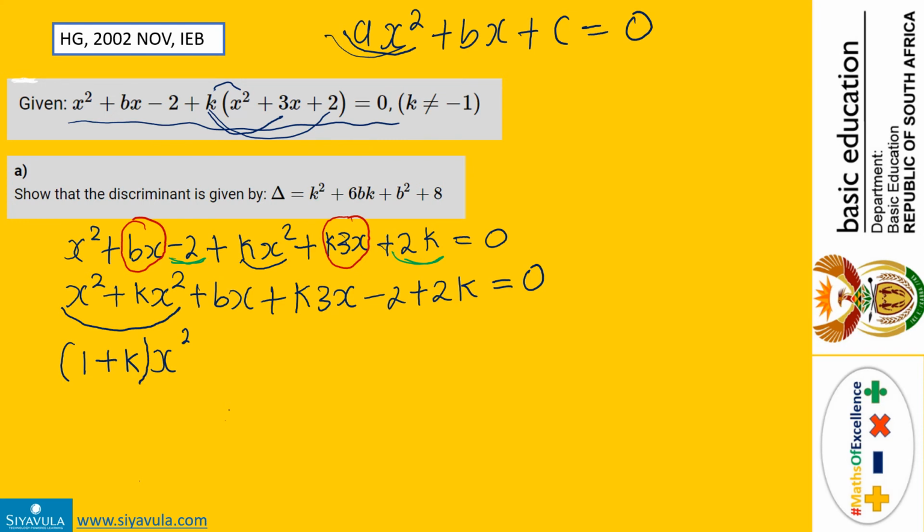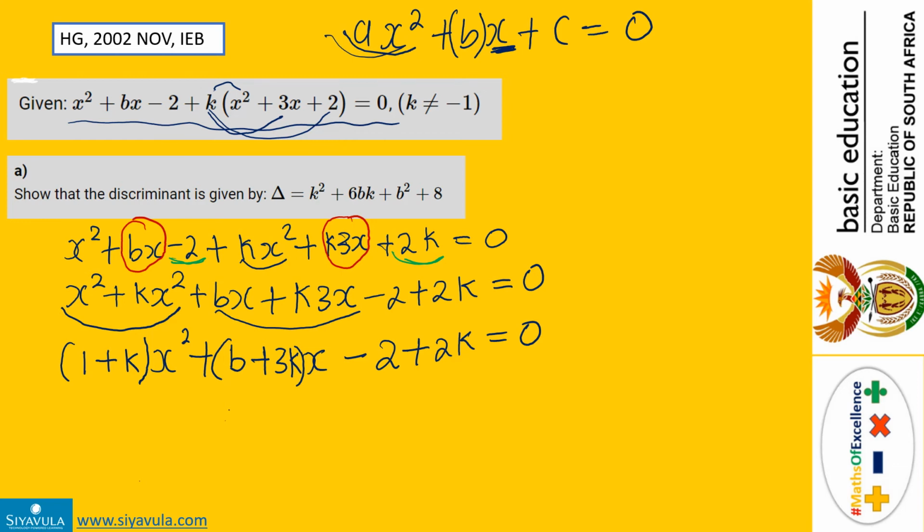So it's that. Let's go here in the middle also. We're gonna take our common factor of x, then we'll just be left with our b, right? When we remove x as the common factor, we'll be left with b plus 3k. Then our constant is just minus 2 plus 2k equated to 0.